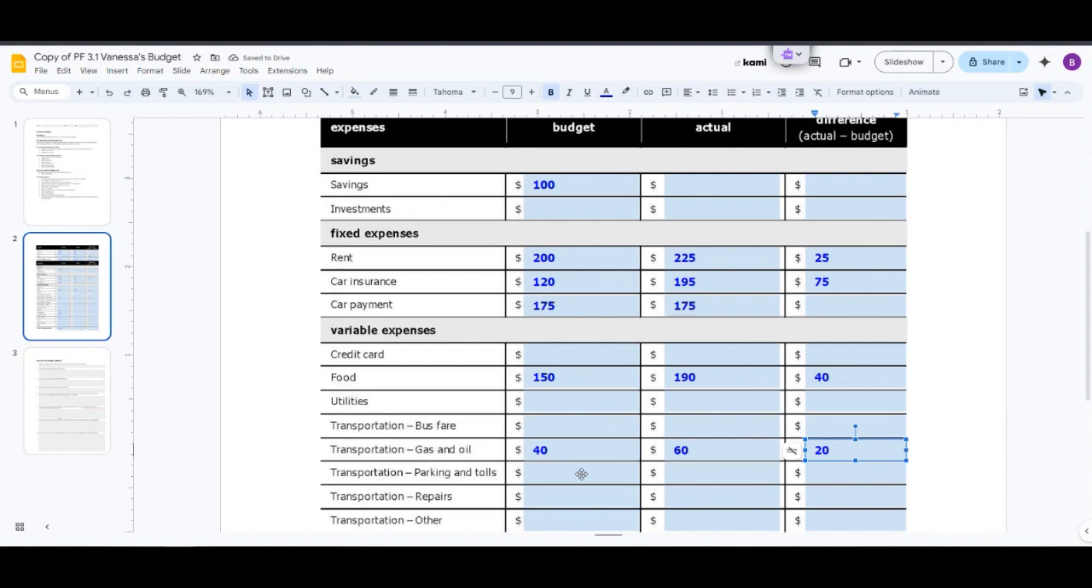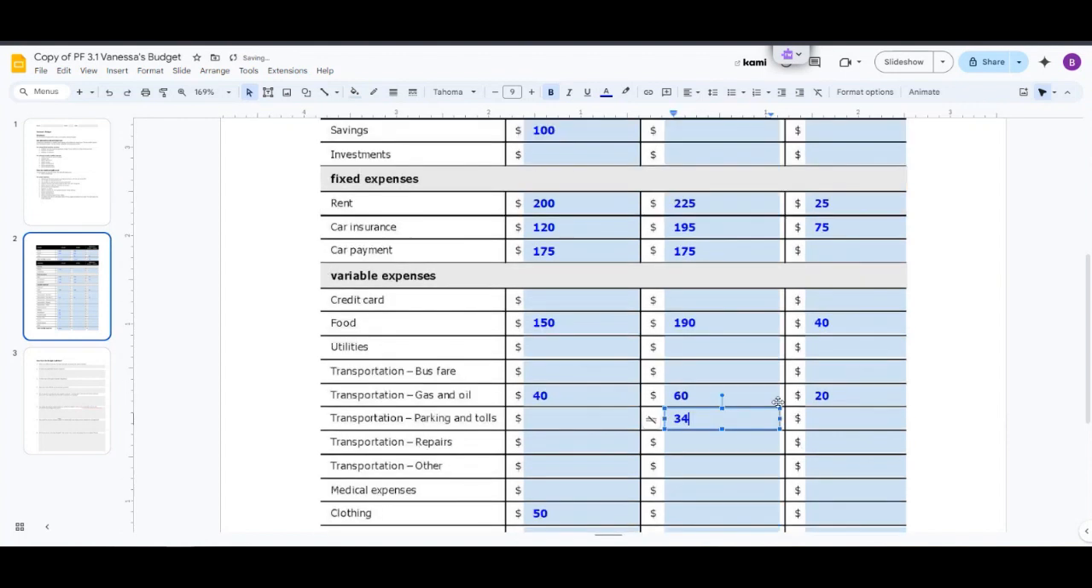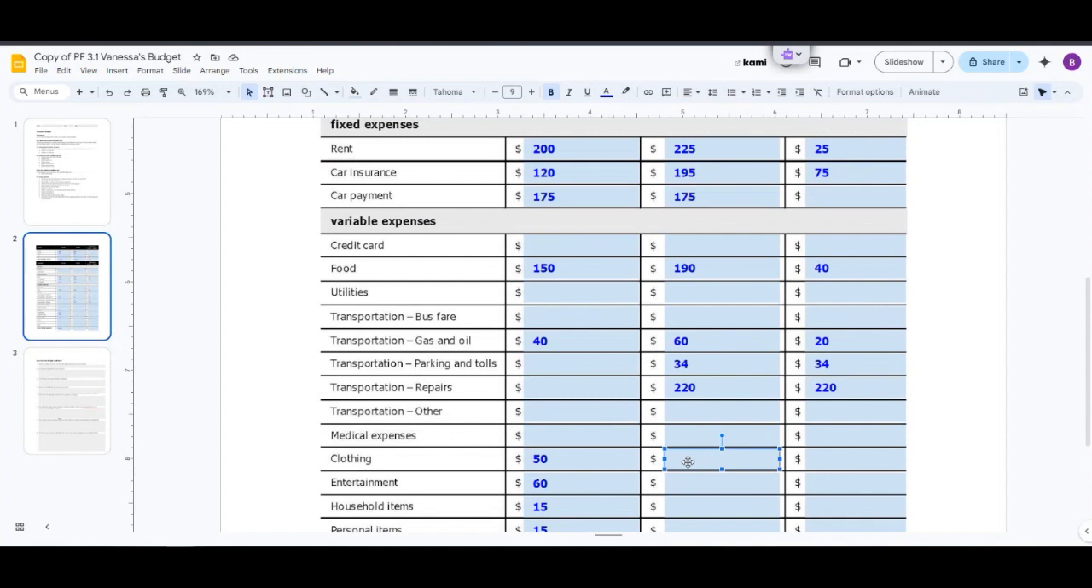$34 for parking and tolls. She had budgeted nothing, so all $34 is overage. $220 for car repairs. Again, she budgeted nothing, so all of that was over budget. $80 for new shoes. We'll put that in clothing. 30 more than her budget. $70 for entertainment, which is 10 over.